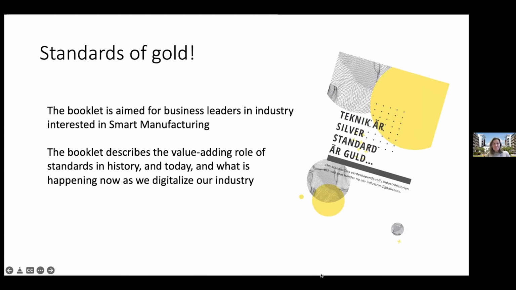The purpose of the booklet is to describe the value-adding role of standards, looking at the history and as of today, but also looking into the future and trying to predict why standards will be important also in the future, especially now, I would say, when our industry is being digitalized.